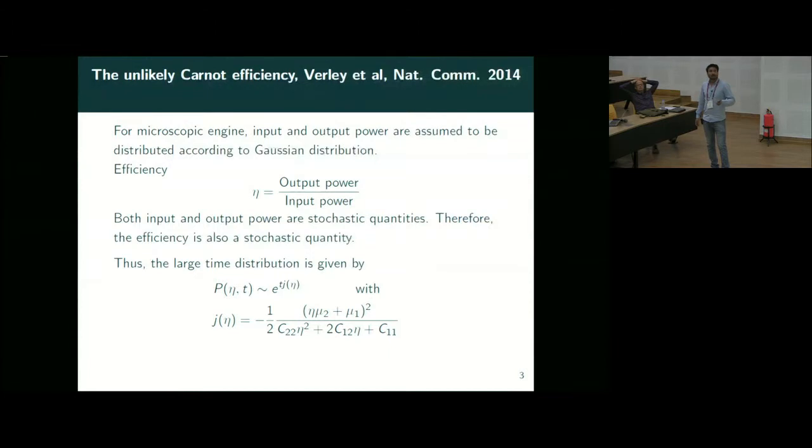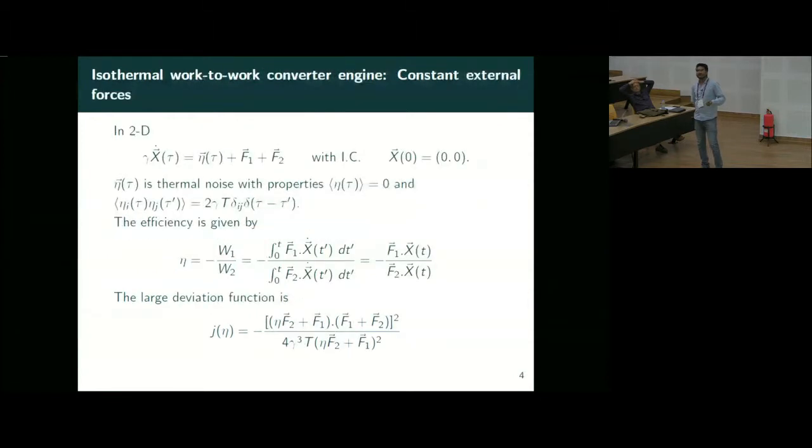They assumed that for a microscopic engine, the input and output power are Gaussian distributed. The efficiency will be output power divided by input power. If both are uncorrelated and the mean is 0, we know that if both are Gaussian, eta will have a Cauchy distribution. But in that case they observed that if they are not uncorrelated, that is, they are correlated, and the mean is not 0, they calculated the large deviation function, which has this kind of form, where mu is the mean of the powers and the sigmas are the correlations among them. This is the example they considered in that paper.